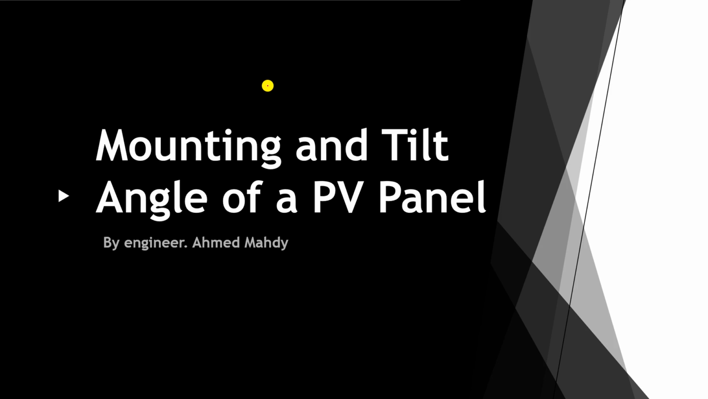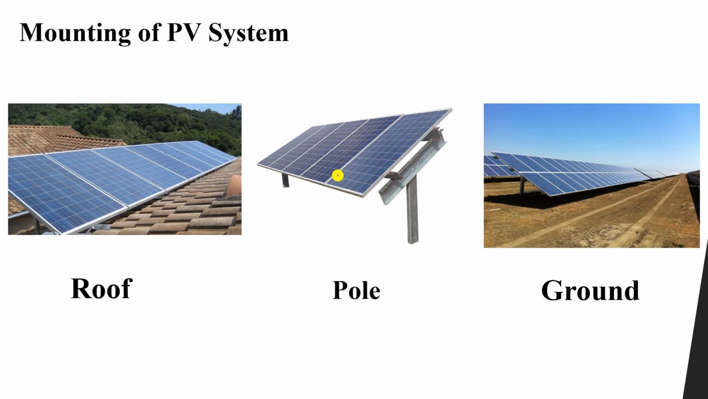In this lesson we will discuss the mounting of PV panels or PV system and the tilt angle of a PV panel. So first, what is the mounting of PV system? Simply, mounting means we are installing our PV system in different ways. We can install our PV system on the roof, for example, such as in our home. This is the first type of mounting, called roof mounting. We have pole mounting on a pole here, as you can see, and we have ground mounting, which is used for large PV systems or mega PV systems.